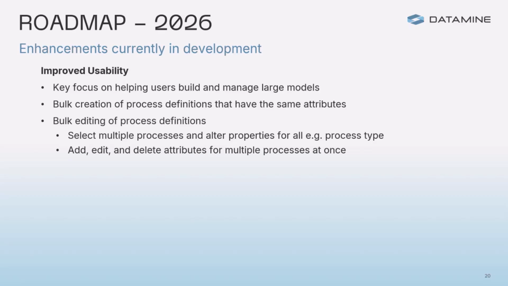And for things like bulk creating process definitions that all look similar because they have the same attributes. And for editing those process definitions, as one person said, they quite often forget one attribute and you don't want to have to go back and add that to several process definitions. So we're going to be adding that in there, changing process types. So the idea is essentially allowing it to be bulk edited.